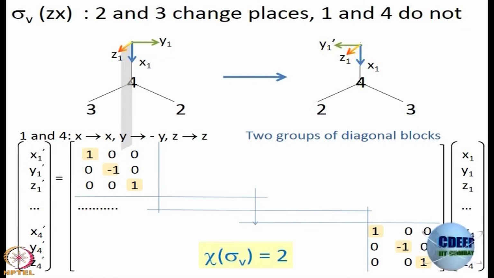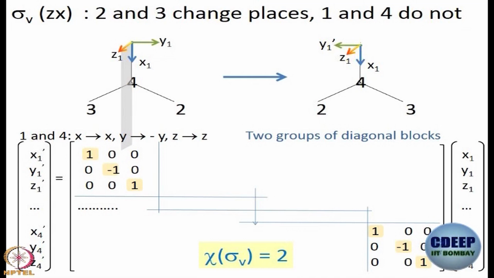Okay. So, what will happen? What will happen to X? This is X, this is sigma V. Will it change? No. So, character is 1, sorry, coefficient is 1. Y, will it change? Yeah, Y will become minus Y. And Z, same. So, what will the character be for each atom?